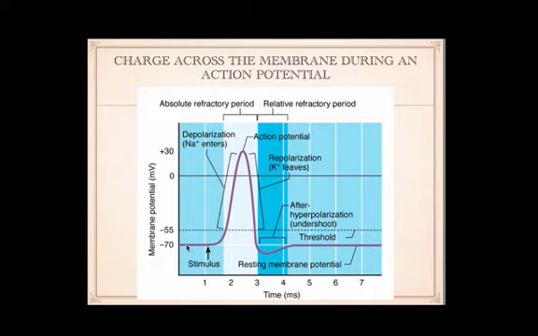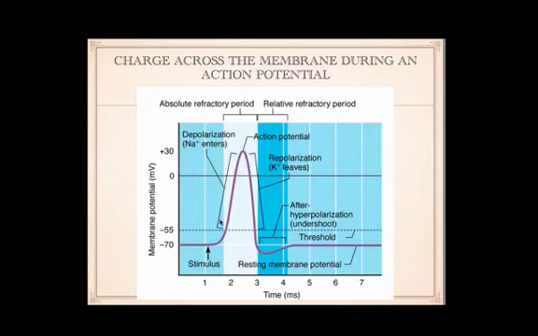So -70 is the resting potential of our membrane. It's the membrane potential when the axon is not firing. When the axon receives a stimulus, and actually receives enough of a stimulus that it passes this threshold line here, it's going to undergo an action potential. It's going to start depolarizing, and so we see our membrane potential moving up towards 0.